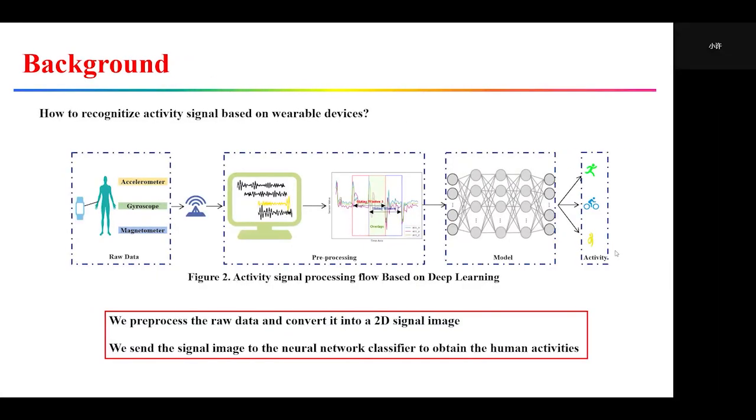In this section, we describe how to recognize activity from raw signals. Firstly, we upload the IMU data of the wearable device to a computer. Then, we use a specific window to convert the activity signal into a signal image according to the duration of the activity. Finally, we send the signal image to the neural network classifier to obtain the human activities. The above is the overall process of HAR.